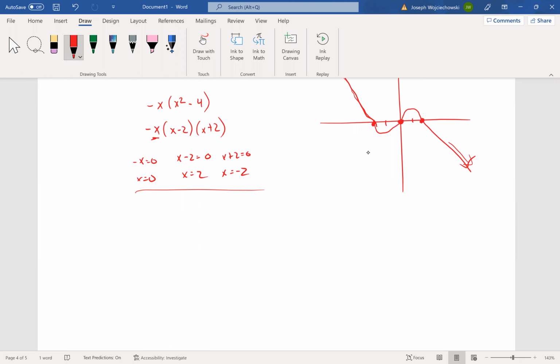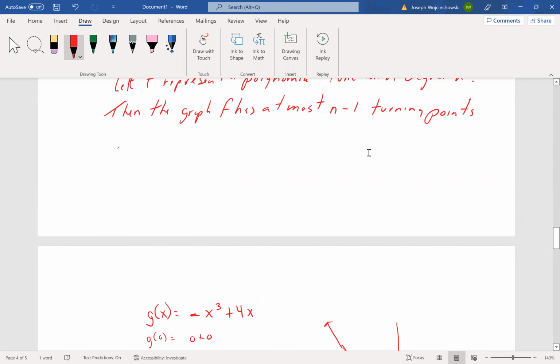Okay. They do another example in the text. I don't think we need to do that. You can always look at that. That's all we have for today. I will see you next time.